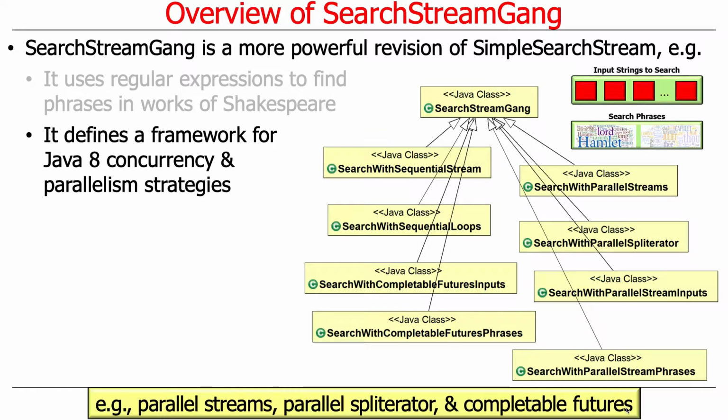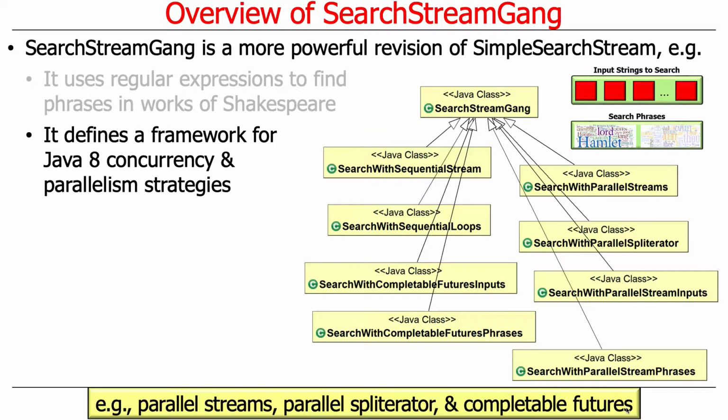What makes this particular program interesting is that it defines a framework for a whole pile of Java concurrency and parallelism strategies. It illustrates sequential streams, which is what we're going to talk about here, but it also covers parallel streams. It uses a more advanced form of parallel streams involving something called parallel splitterators, and it also uses completable futures, as well as a bunch of other stuff. So if you're programming, for example, with RxJava, it has some RxJava examples too.